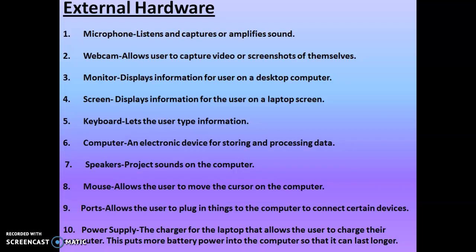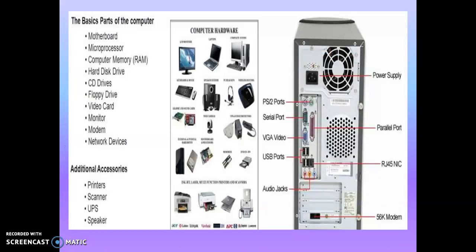These are the external hardware: the microphone, webcam, monitors, screen, keyboard, computers, speakers, mouse, ports, power supply. As you can see in this picture, these are the basic parts of a computer: the motherboard, microprocessor, computer memory, hard disk drive, CD drive, floppy drive, video card, monitor, modem, network devices. And there are a few additional accessories like printer, scanner, UPS, speakers, etc.